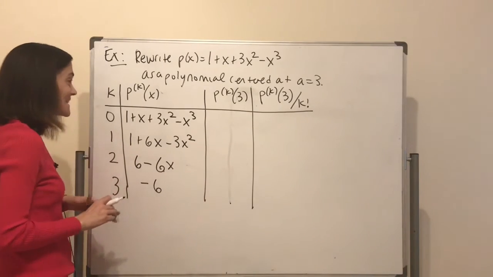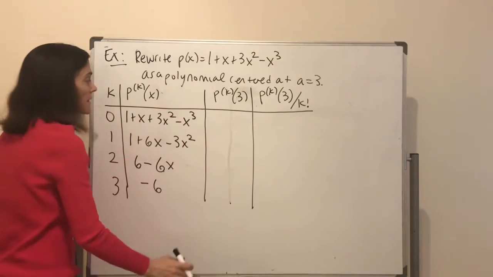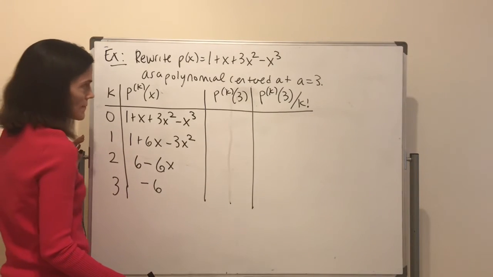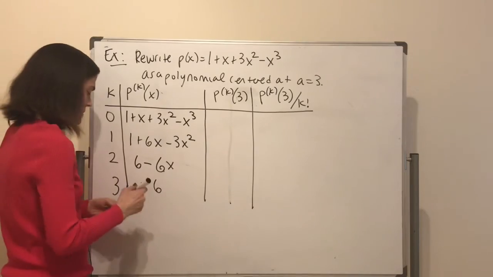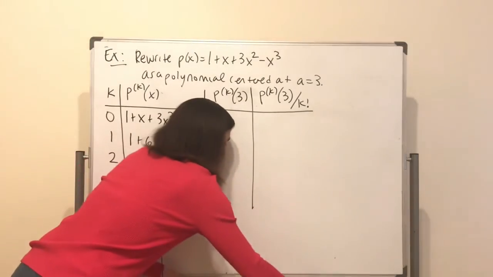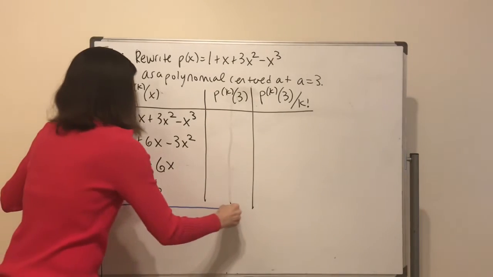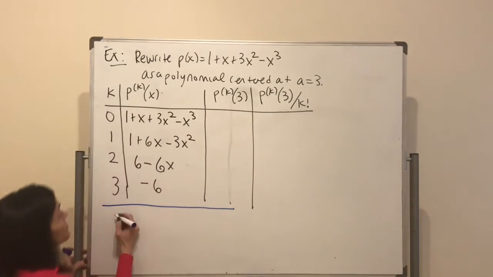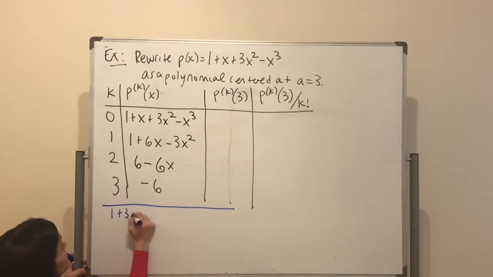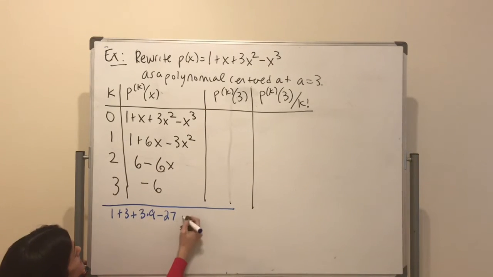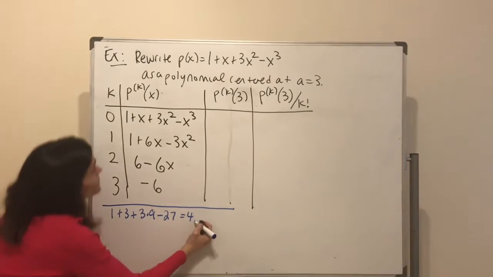Okay? Now I go down this column and evaluate all of these at 3. Oh, I might need more space for this. Maybe if I need a little side work box, I'll do it down below. If I evaluate my original function at 3, I get 1 plus 3 plus 3 times 9 minus 27. Well, this is 27 minus 27. It's just 1 plus 3, which is 4.